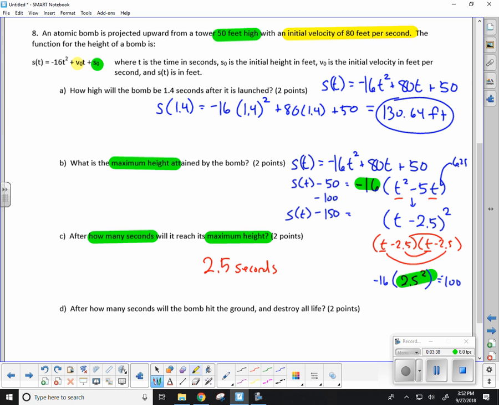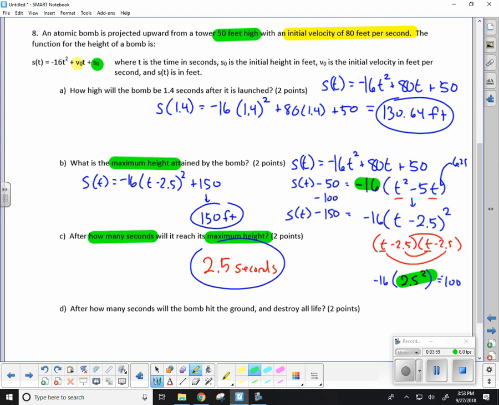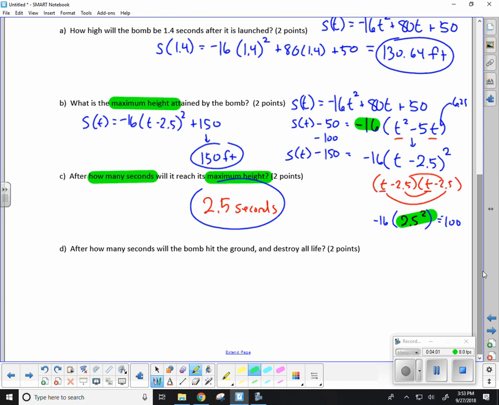So last of all, s of t is going to be negative 16 times t minus 2.5 squared plus 150. And that 150 tells us the maximum height. And we know it's going to happen after 2.5 seconds. Final part, after how many seconds will the bomb hit the ground and destroy all life? Hopefully not in reality.